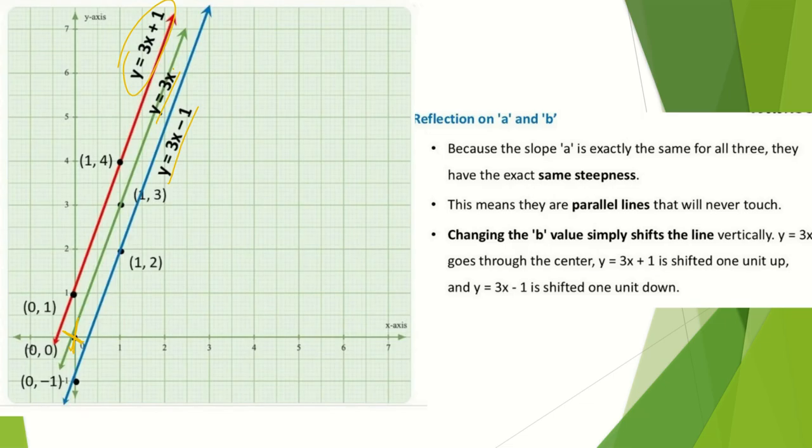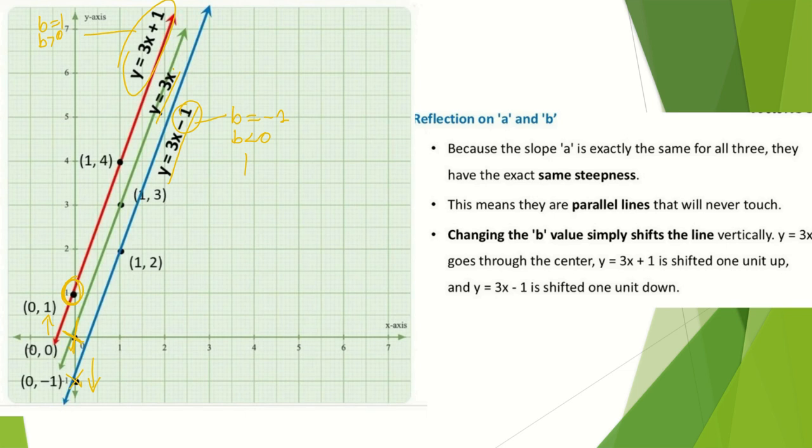Here y is equal to 3x plus 1. Here b was greater than 0. b was 1, only positive. So that's why it's intersecting above the origin. See, this is above the origin only, it's intersecting. Here the last case, 3x minus 1, b was negative 1, that is b was less than 0. So it intersects the y-axis below the origin.